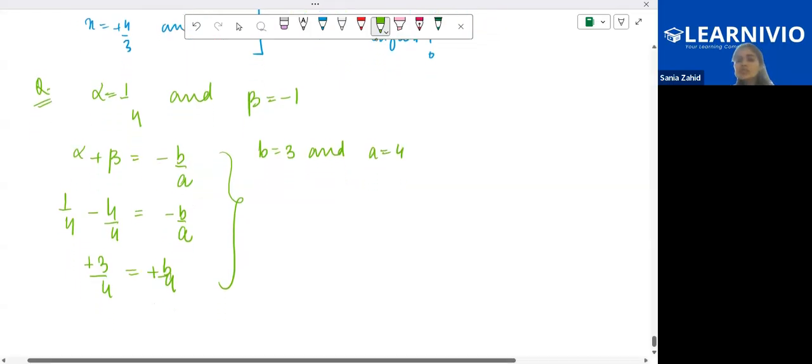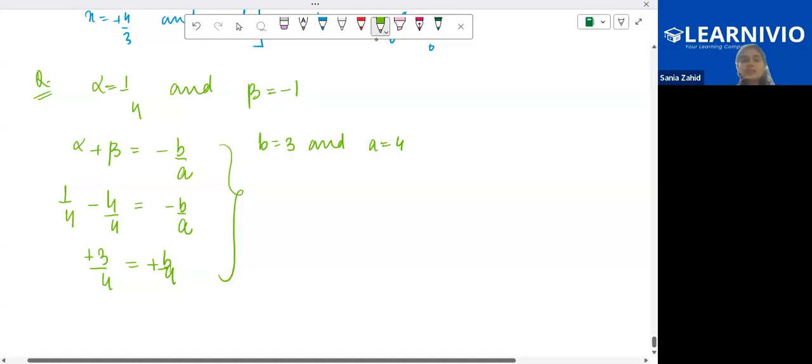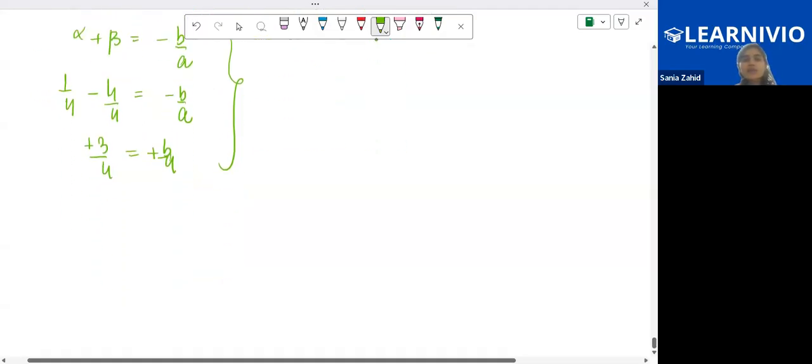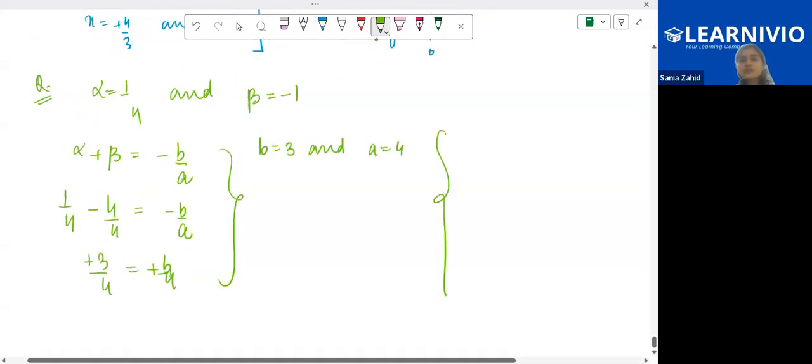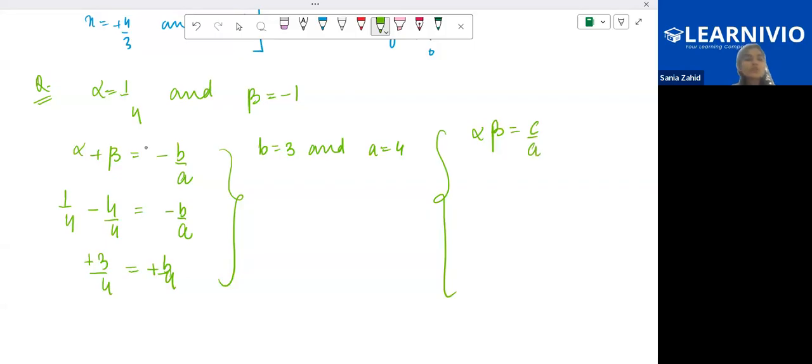Now I don't know c. So for c I need to do alpha into beta. Alpha into beta is equals to c by a. So what is alpha? 1 by 4 into negative 1 should give you c by a. So negative 1 by 4 should give you c by a.